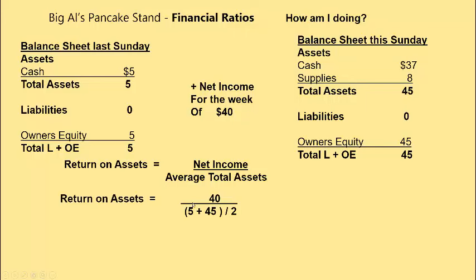So $40 worth of income divided by 50 divided by 2, which is 25, gives us a return on assets, in terms of percentage, of 160%, which is a wonderful return on assets. Any business who could do that would be just thrilled to death. Now, those are the scorecards. We had a balance sheet, we had an income statement, we had a statement of owner's equity, and then we had a ratio. All these things are trying to help us decide how are we doing. And I think that's it.